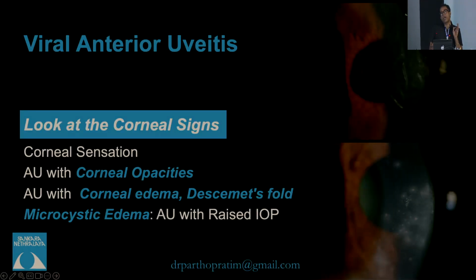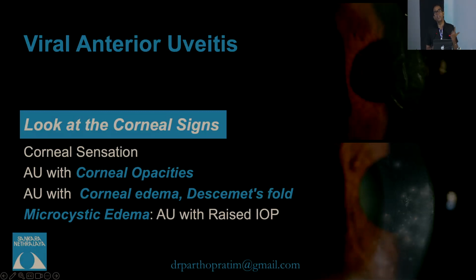Another important point you have to understand is that all the keratic precipitates are arranged in a base down triangle, which is known as Arlt's triangle. There are two entities where the keratic precipitates will cross the midline and involve the entire corneal endothelium diffusely. So there are two causes: one is Fuchs uveitis, the second is viral uveitis.